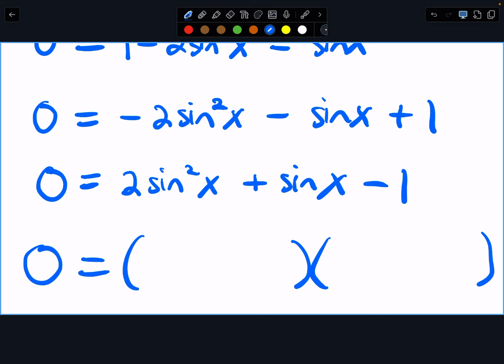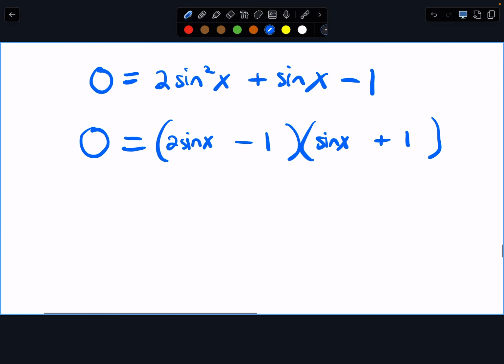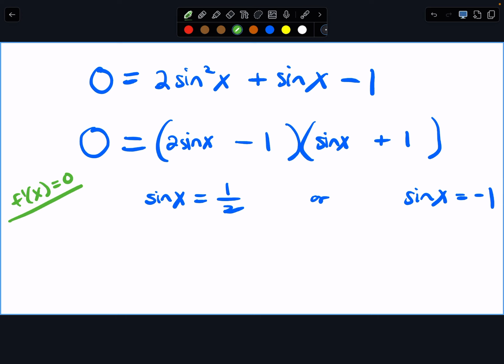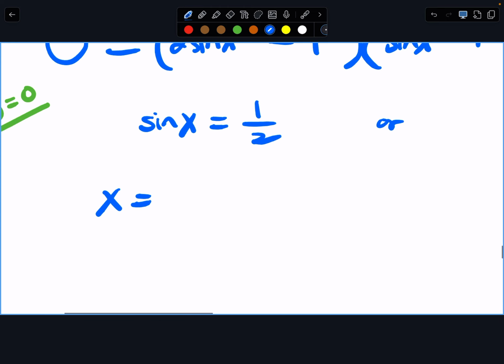And then this factors: 2 sine, right, to get the 2 sine squared. That'll be plus 1 over here, minus 1 over here. So we would have 2 equations from here. Sine of x is equal to positive 1/2, or sine of x is equal to negative 1. Both of these correspond to f prime being 0. And we only need to solve on the interval from 0 to 2 pi. So where is sine equal to positive 1/2 on the interval from 0 to 2 pi?